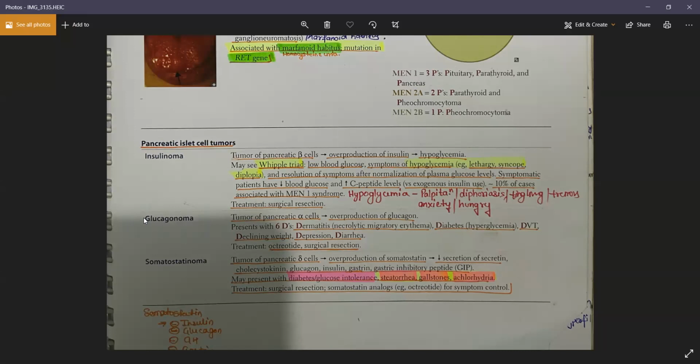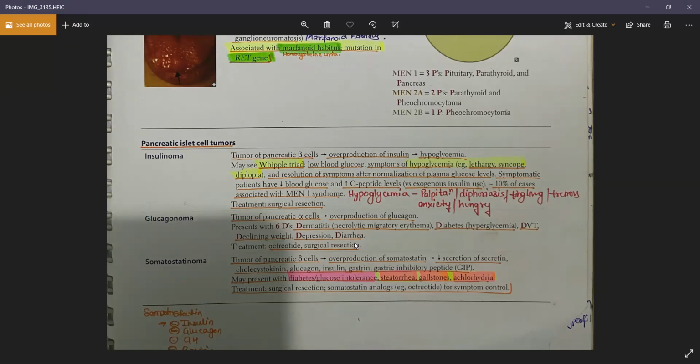And if you guys remember, the necrolytic type of rash is also seen in zinc deficiency. Remember the dermatitis of zinc? Yeah, acrodermatitis enteropathica, where you have the dermatitis along with diarrhea also. All right, so the symptoms can mimic zinc deficiency.